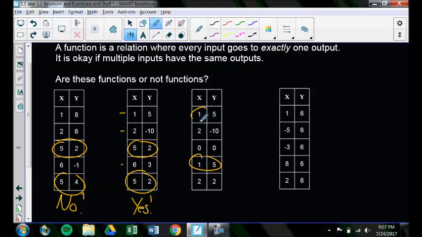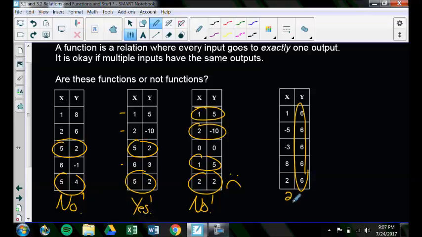Again, that's not good or bad, it's just a way to describe. 1 goes to 5, 1 goes to 5, that's not a problem. 2 goes to -10 and 2 goes to 2, uh-oh, that's a problem. This is not a function. I shouldn't use a frowny face, it's not bad, it's just not a function. Everything is going to 6. That makes it feel sketchy. But this is actually still a function because 1 is going to 6 but nothing else. And 2 is going to 6 and nothing else.